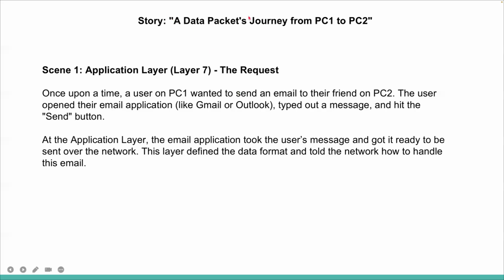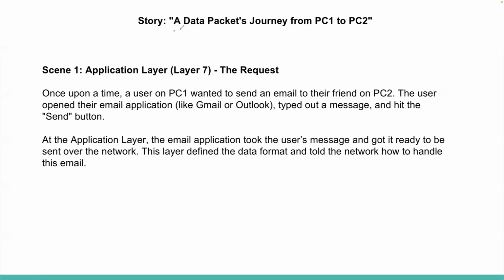So let's understand the Open System Interconnect model using different scenes. Now we know basically each and every layer, right? We have a physical layer, data link layer, network, transport, session, presentation, application. Let's have some scenes to understand how this actually works step by step.